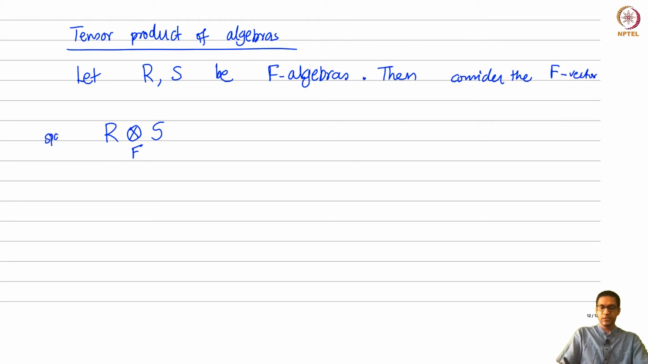F vector space R tensor F over the field F. Okay, so it's a vector space definitely, but I claim this vector space actually comes also with a ring structure. So how shall we define a ring structure on this? Recall, R and S have multiplications, right? So let's define a ring structure.